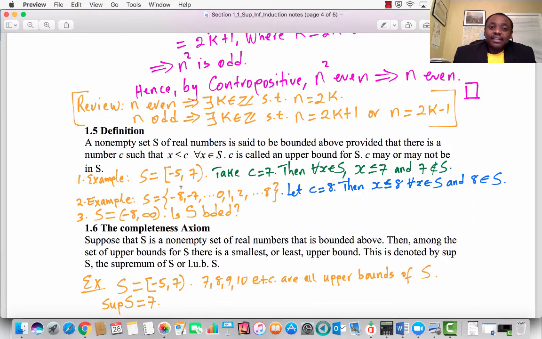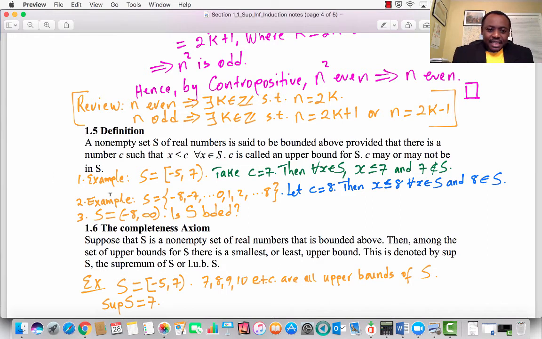As a matter of fact, for the set S, 8 is also an upper bound. 5,000 is also an upper bound. So there are infinitely many upper bounds if a set is bounded above. So we would definitely be interested in a particular upper bound. We'll come to that later.